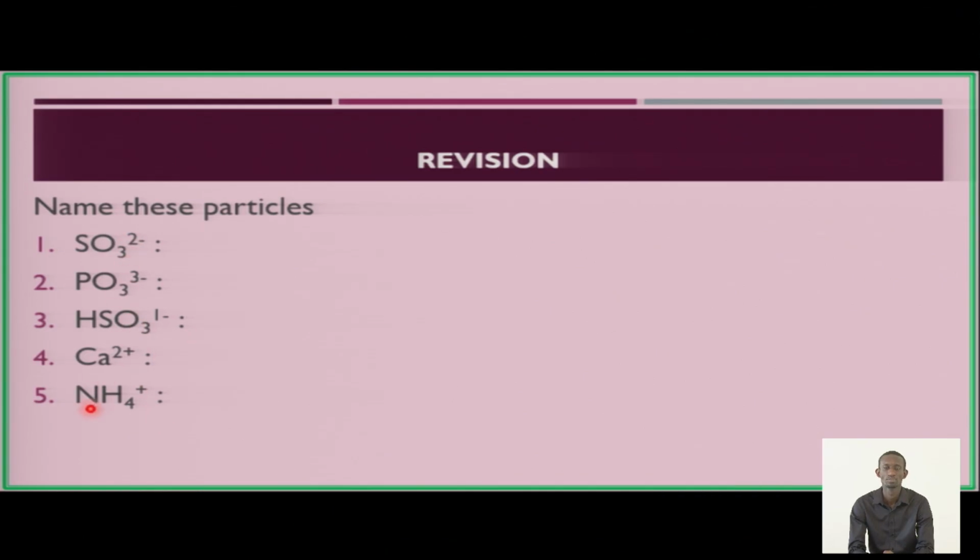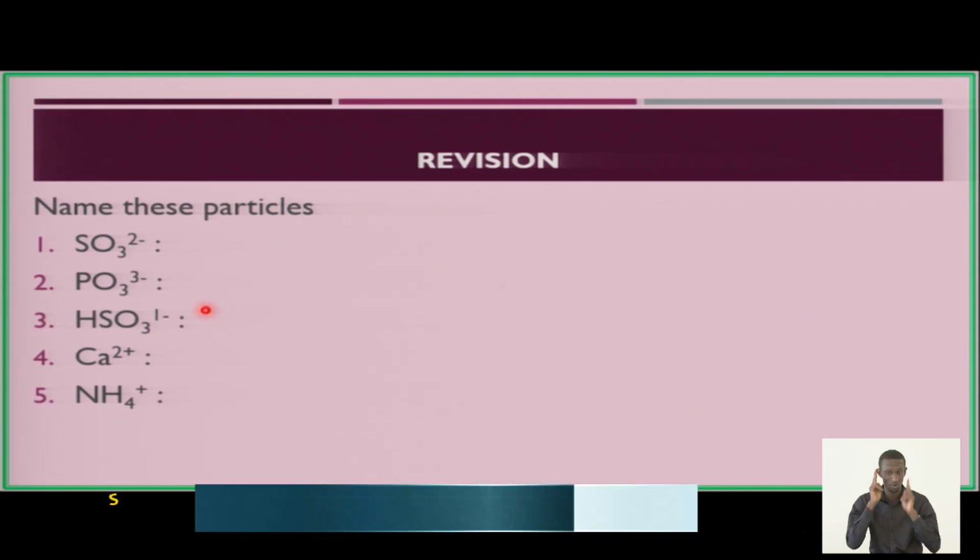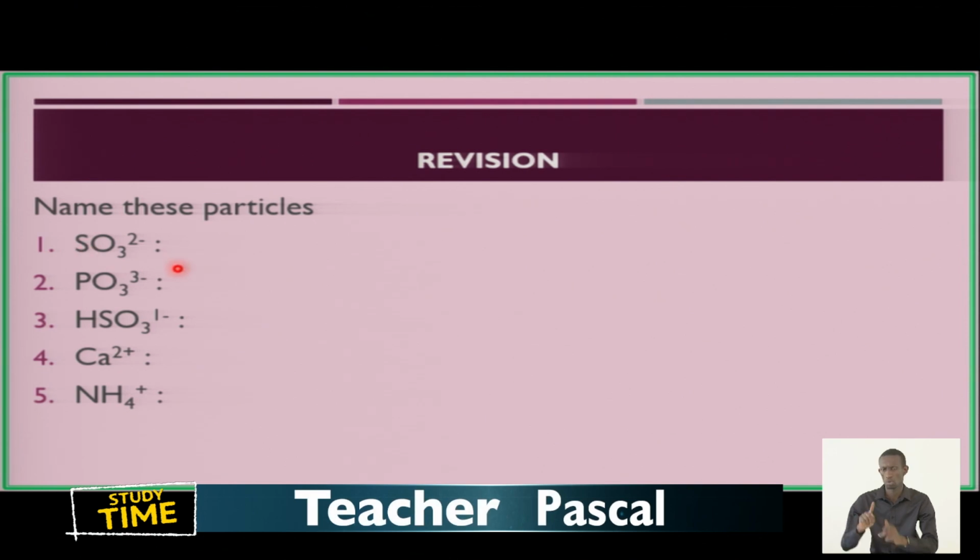We have seen all of these particles in the previous lesson. So you should be able to work them out, write their names in a very short time. Okay, so let me suppose that you have finished and we go to the correction.